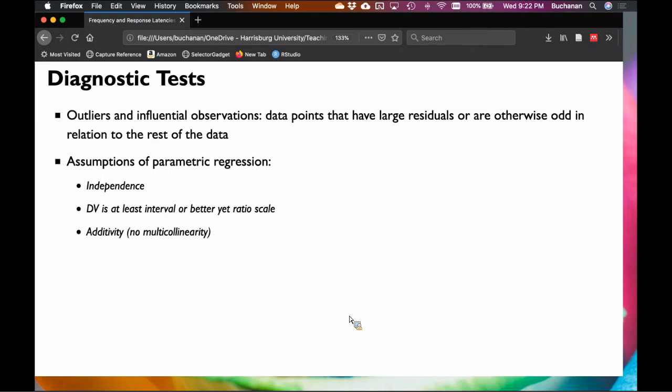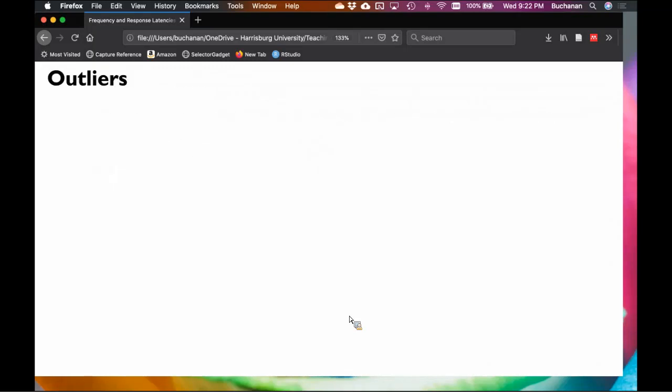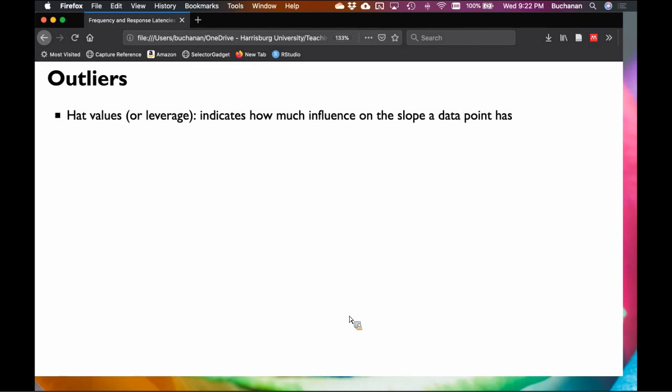So additivity is another one, or no multicollinearity is probably the other way you've heard it described. Okay, linearity, normality, homogeneity, and homoscedasticity. So there are a lot of rules here. And let's see if we can assess if our model meets these assumptions. So starting with outliers, we're going to look at three components. Okay. One of them is hat values or leverage, and we've done this before for logistic regression. And that indicates how much influence there is, a single data point's influence on the slope. So you don't want a single data point to have a large influence on the slope because that means they're really changing what's happening in your model.